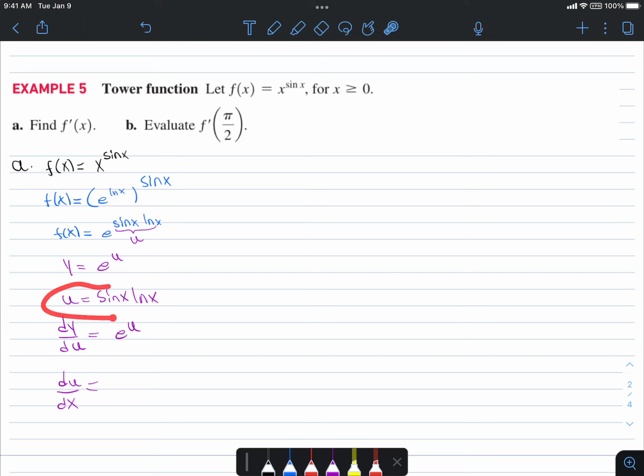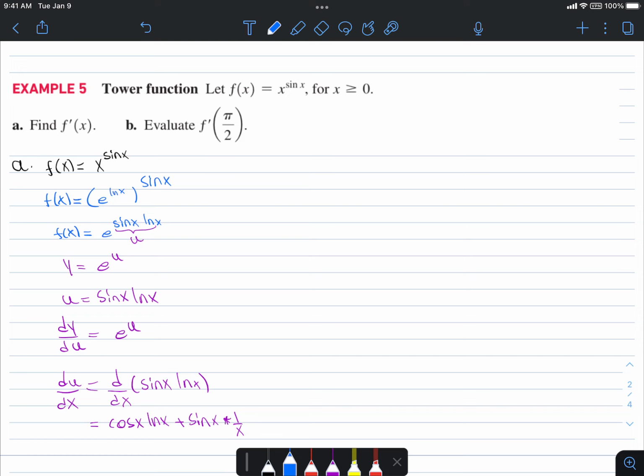is the derivative of this, which will require the product rule. So this will be d dx of sine x ln x. So that is the derivative of the first times the second, so cosine x ln x, plus the first times the derivative of the second, so sine x times 1 over x. So that is that.